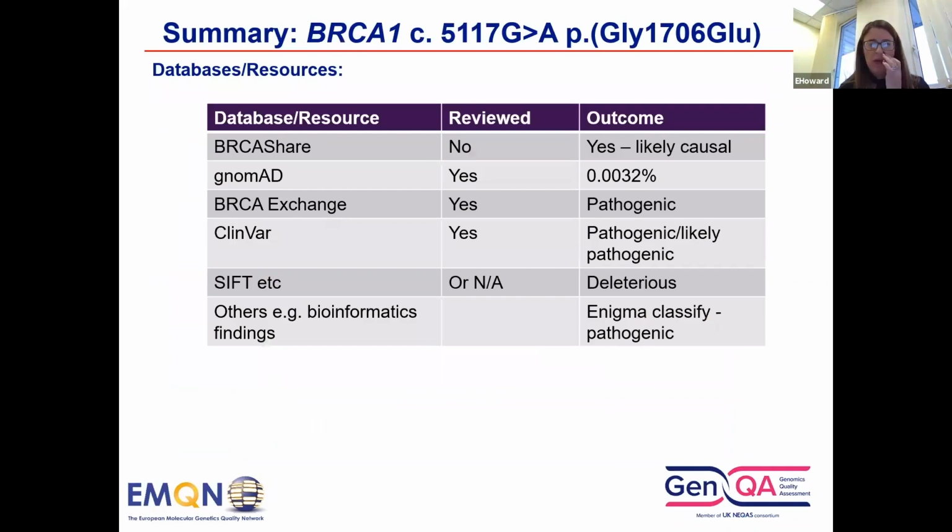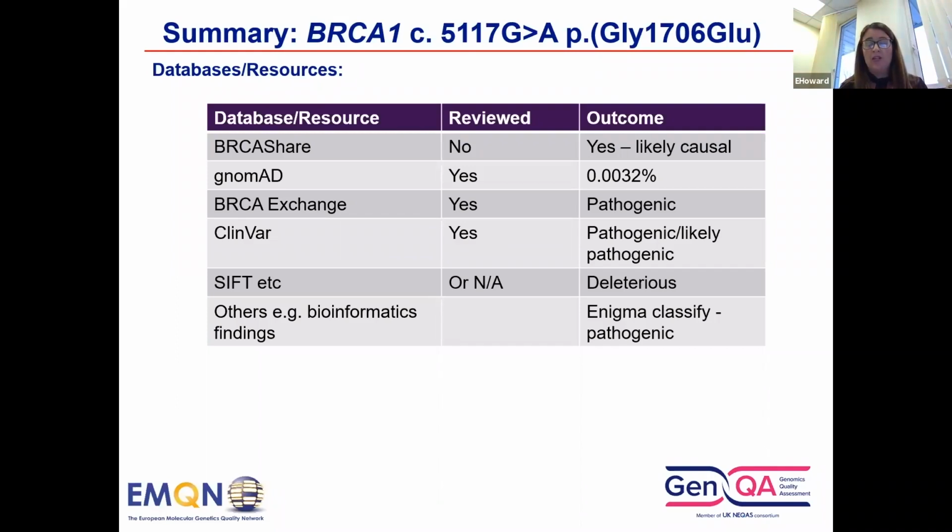And this is just a summary overview from the different databases and resources that we would automatically evaluate when we're doing the UV assessment. So first of all, BRCA-share, it wasn't reviewed. The likely outcome of that was likely causal. On gnomAD, it was a low percentage.